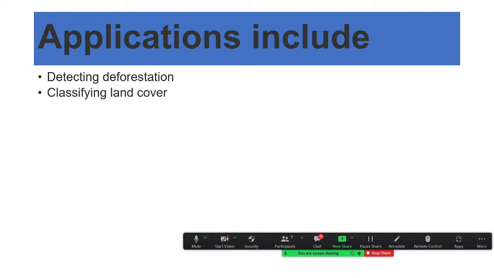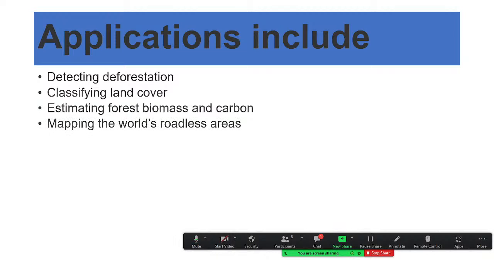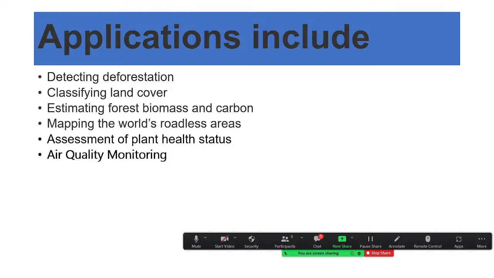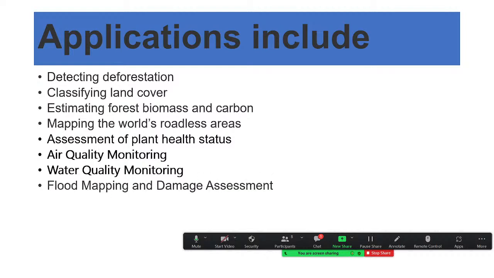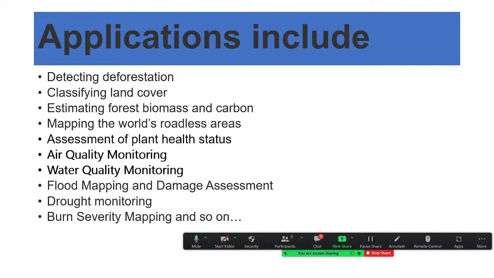We can easily do classifying the land cover and land use map. We can also do estimating forest biomass and carbon. We can also do mapping the world's roadless areas. We can also do assessment of plant health status. We can also do air quality monitoring using the Sentinel-5 satellite imagery here. We can also do water quality monitoring using the Google Earth Engine platform. We can also do flood mapping and damage assessment. We can also do drought monitoring using this tool. We can also do burn severity mapping, and so on, applications you can easily do using this platform.